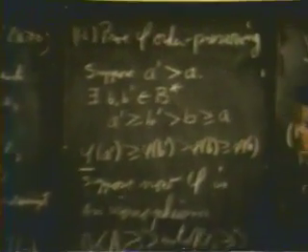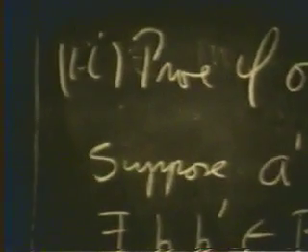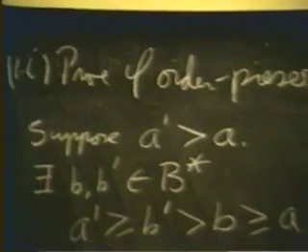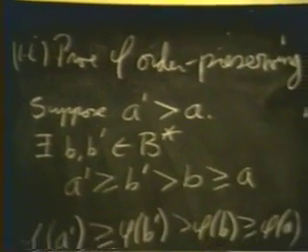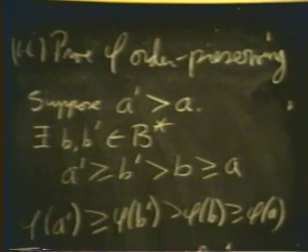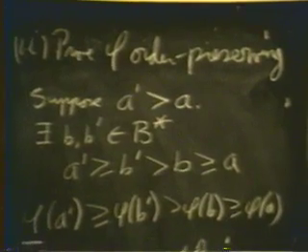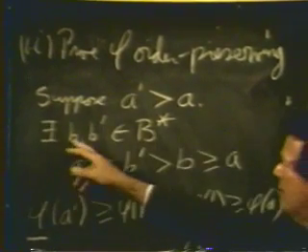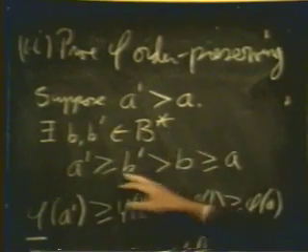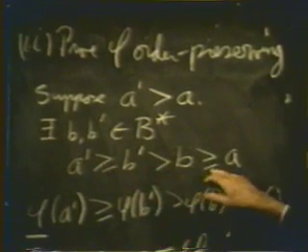Now the second part of the proof of the main theorem is to prove that phi is order preserving. Suppose A prime is strictly greater than A in the given ordinal setup that we start from, that is, the ordering of the set cap A. Then it's easy to show that we must have elements B, B prime in B starred such that A prime is equal to or greater than B prime, greater than B, at least as great as A.